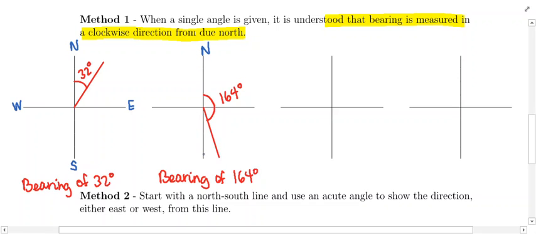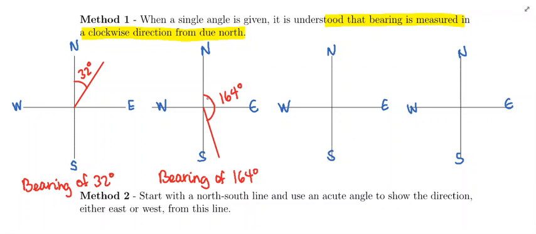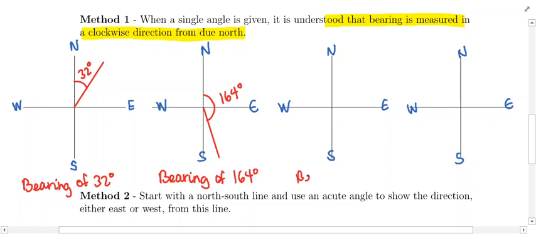And of course I should label my directions on all of these. So let's do another one. Let me just go ahead and label the directions here. All right, so the next one, let's do a bearing of 229 degrees.